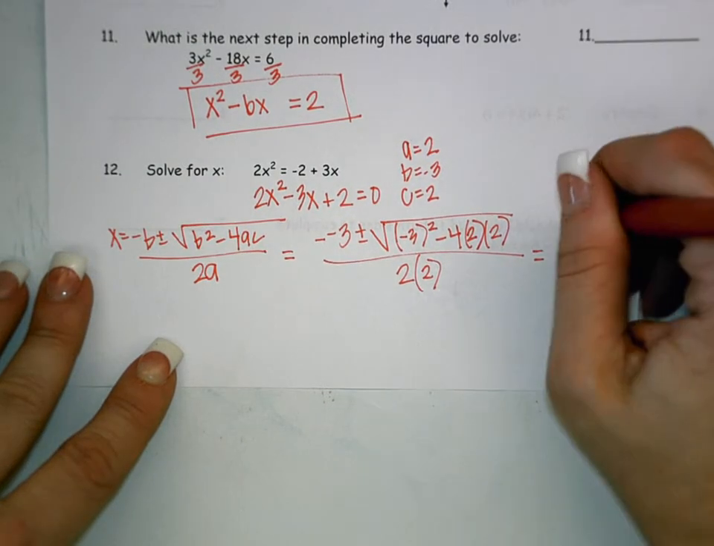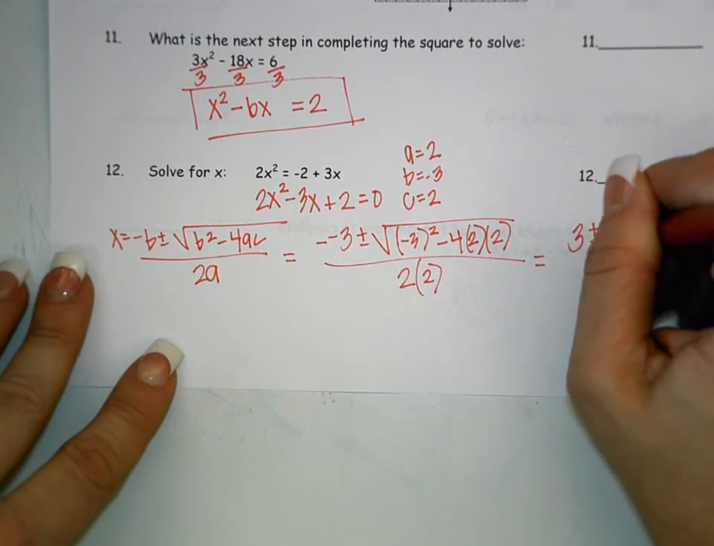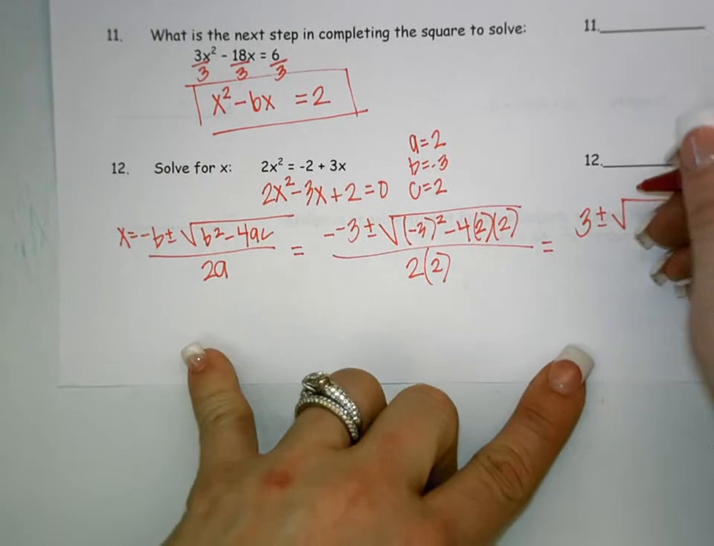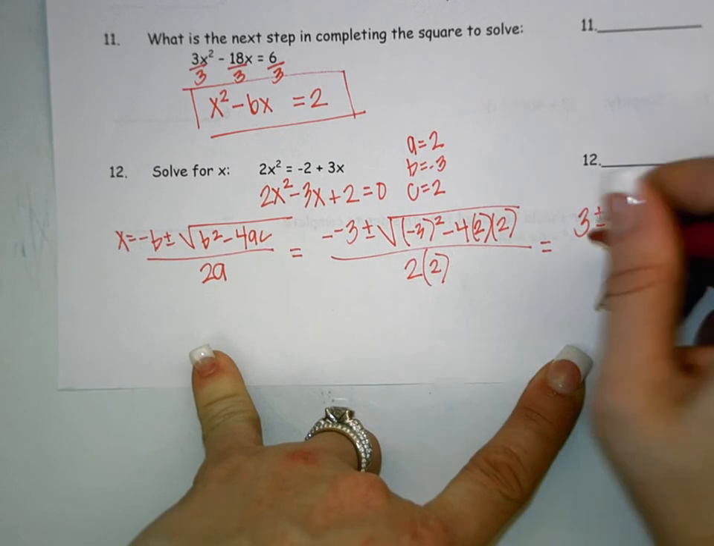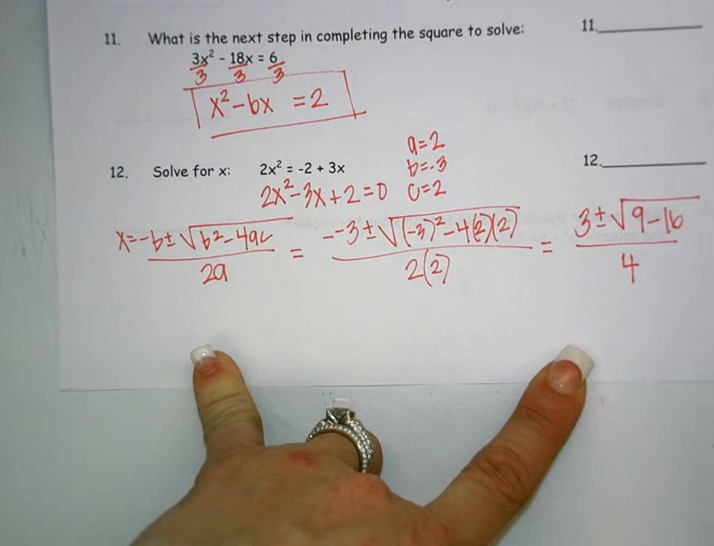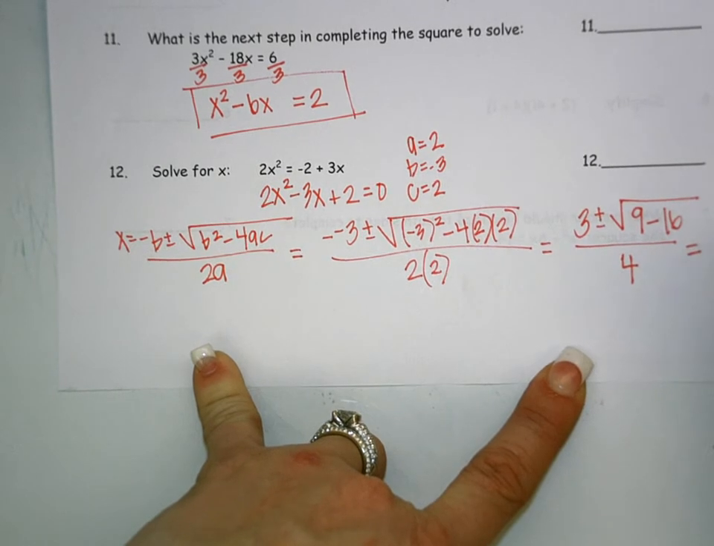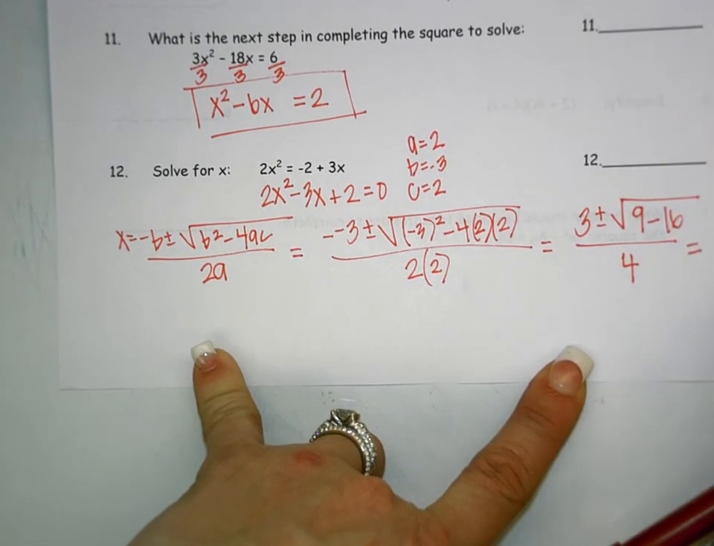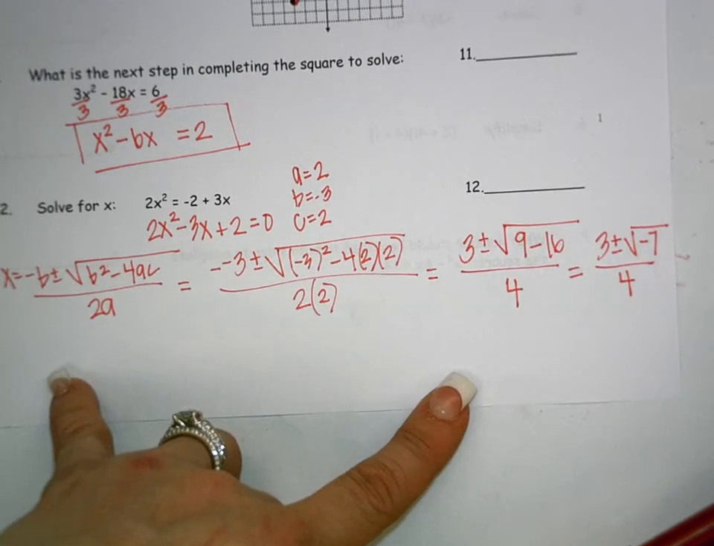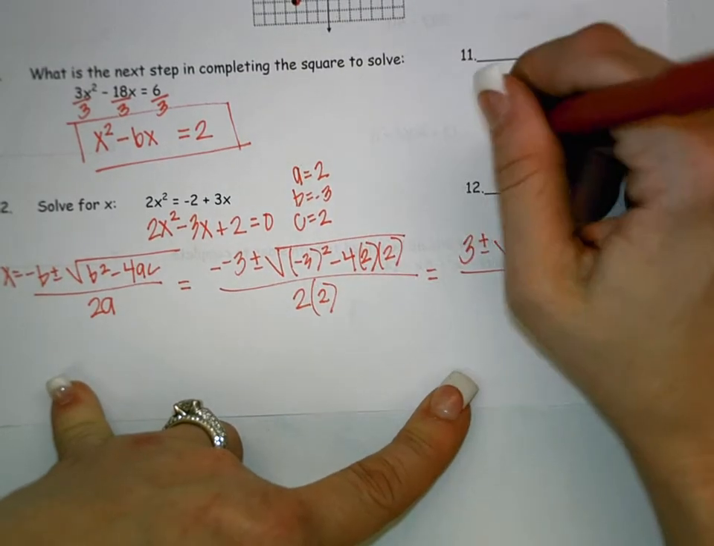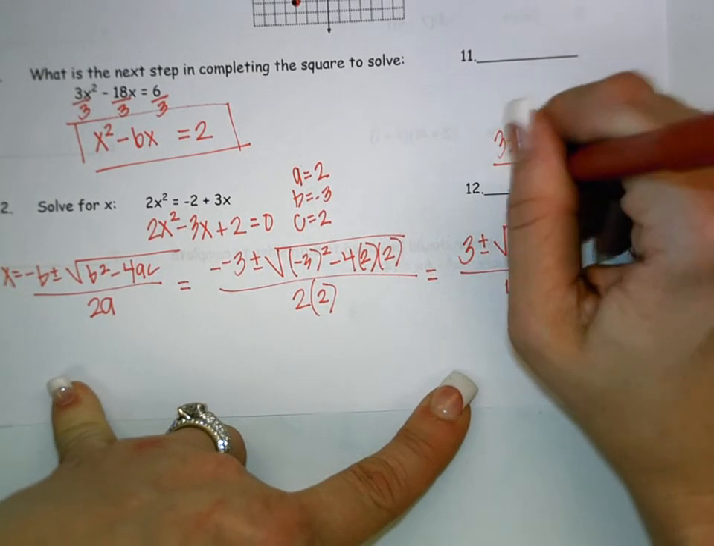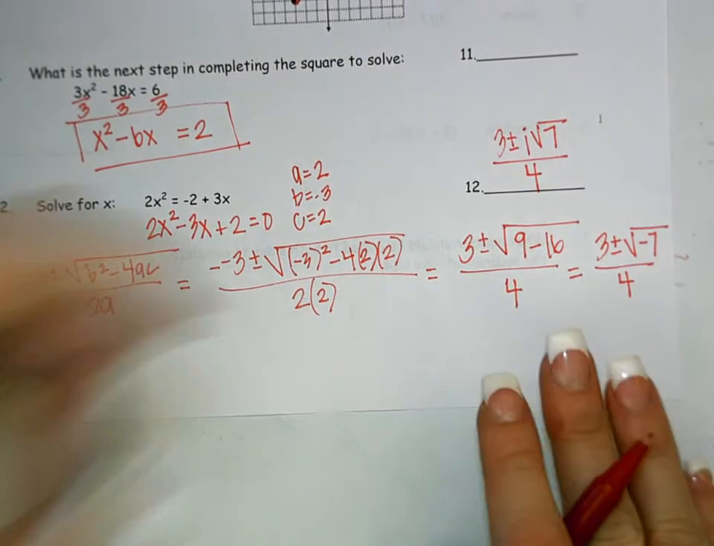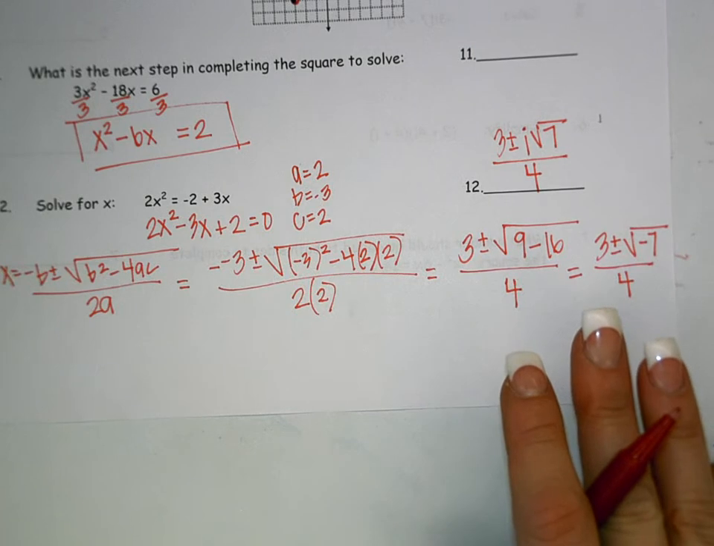Negative negative 3 gives you a positive 3 plus or minus radical negative 3 squared is 9. Negative 4 times 2 times 2 is negative 16 over 4. That simplifies to be 3 plus or minus radical negative 7 over 4. From the negative 7, you need to take out an i. So you should end up with 3 plus or minus i root 7 over 4.